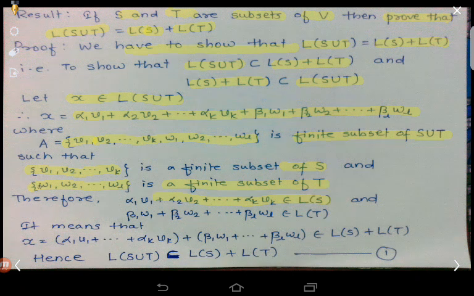We have mentioned here. Since W1, W2 up to Wl is a finite subset of T, therefore its linear combination belongs to linear span of T. It means that when we add these two linear combinations, this is a linear combination from L of S, this is a linear combination from L of T, we have taken its addition and that addition is a member of L of S plus L of T. And this addition of two brackets is nothing but X, hence X belongs to L of S plus L of T. And here we have proved that every element of linear span of S union T is a member of L of S plus L of T, hence L of S union T is a subset of L of S plus L of T. Let me call this expression equation number 1.